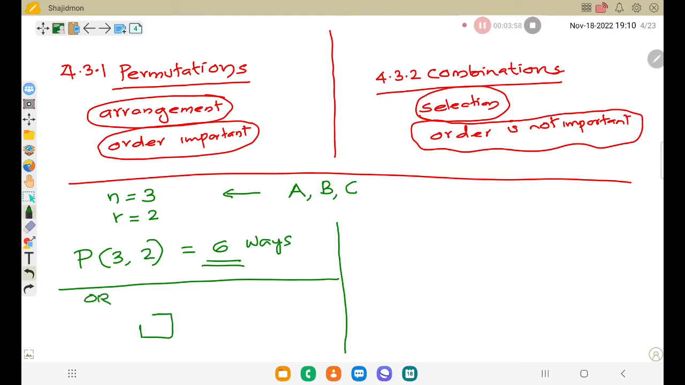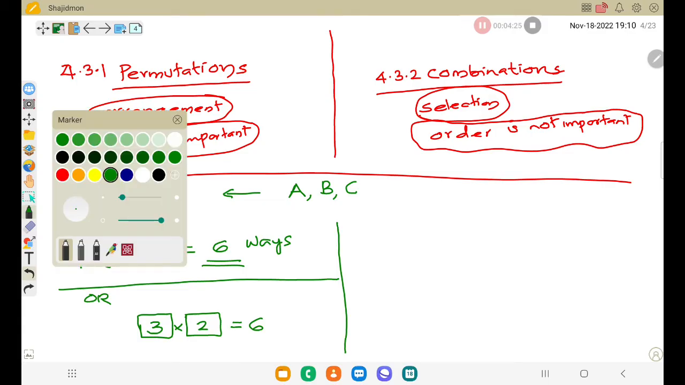We need to form a 2-letter arrangement out of 3 letters. So in the first slot there are 3 possibilities, either letter A, B or C. Now repetition is not allowed, so in the second slot we have 2 possibilities. If we have written 1 letter in the first slot, in the second slot we only get 2. So 3 multiplied by 2 is equal to 6. 6 ways we can do it. That is what we discussed in the last recorded class, correct?